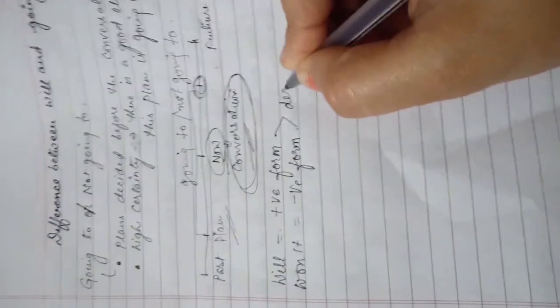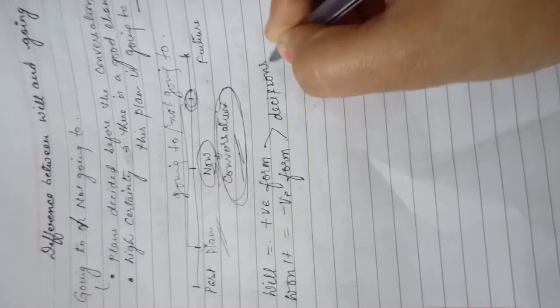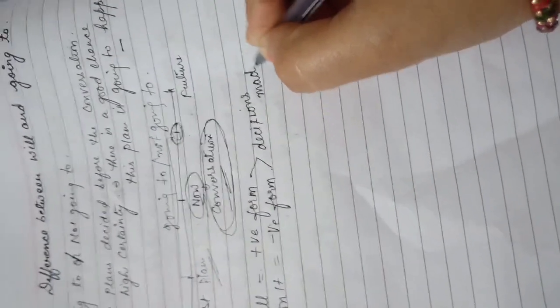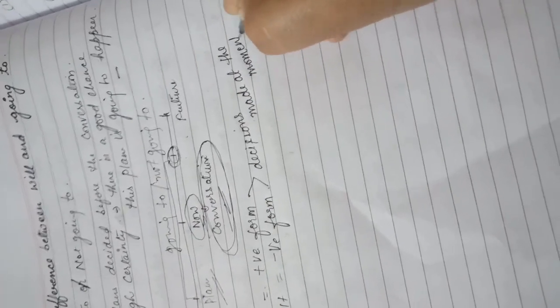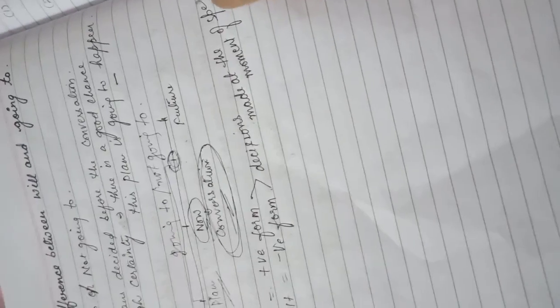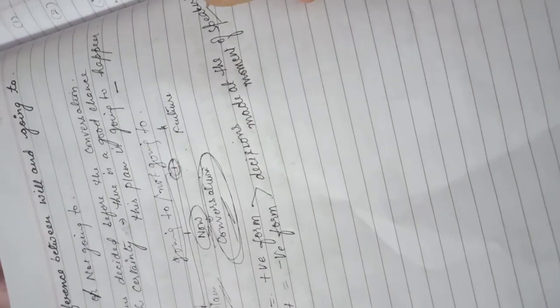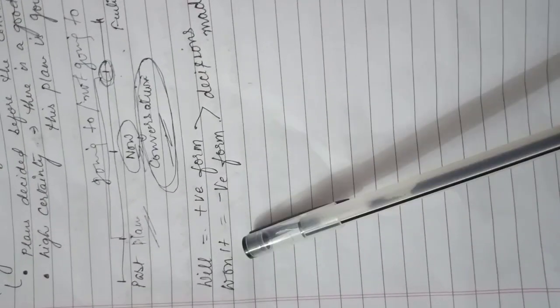We use this for the decisions made at the moment of speaking. It means no planning was done before our conversation. There we use will and won't. Will is the positive form, won't is the negative form. You can use it. Let me give you where we can use this will and won't.